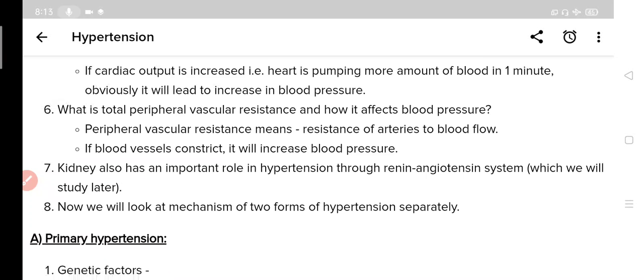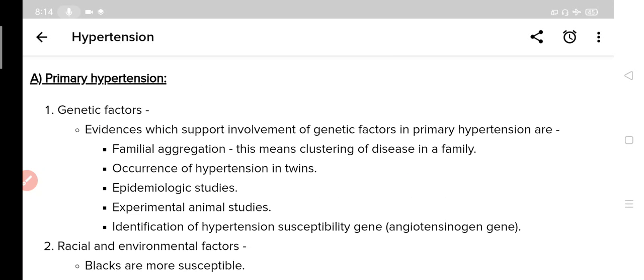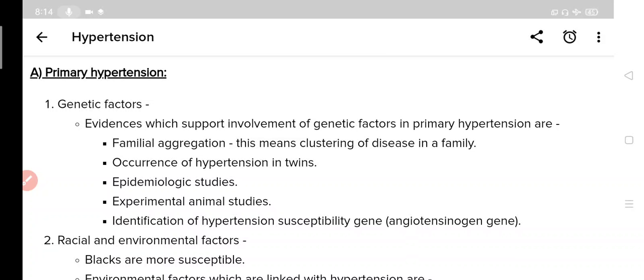So first of all we will start with primary hypertension. In the development of primary hypertension, many things are proposed. First one is genetic factors, and there is much evidence which supports the involvement of genetic factors in primary hypertension, like familial aggregation. What is familial aggregation? This means clustering of disease in a family. And what does this mean? That many cases of hypertension are found in the same family.